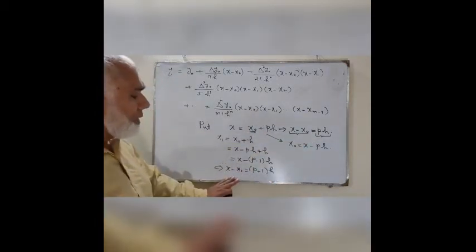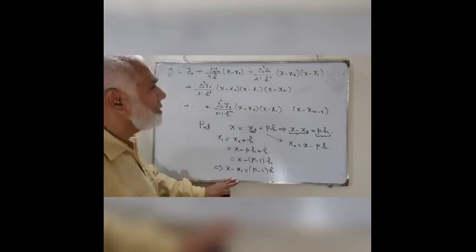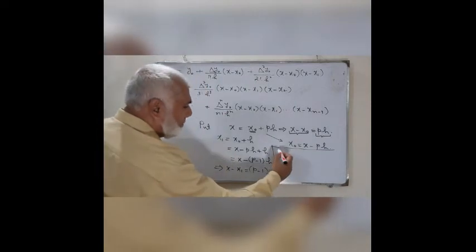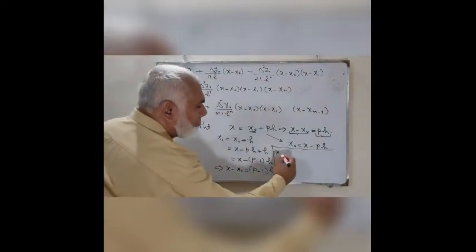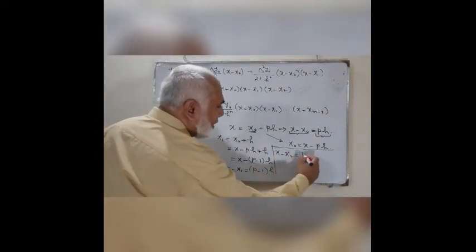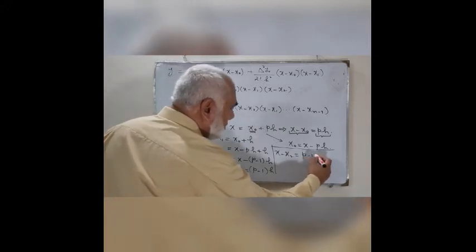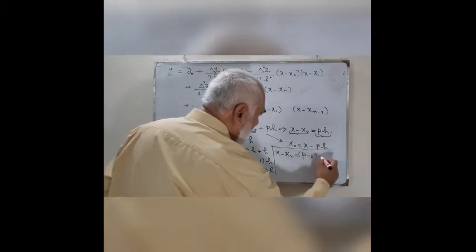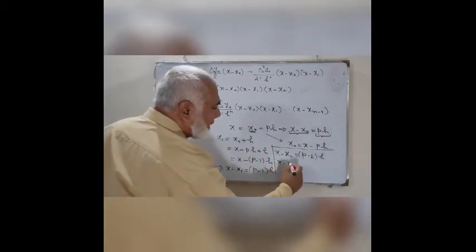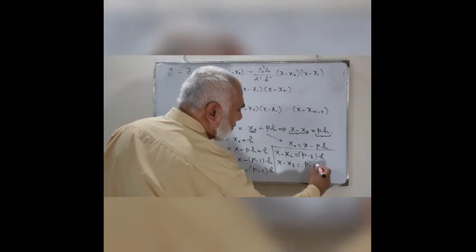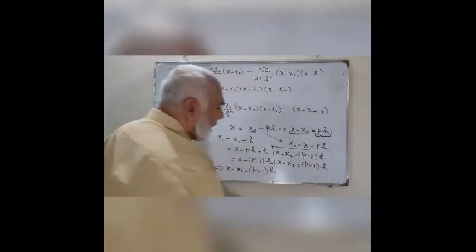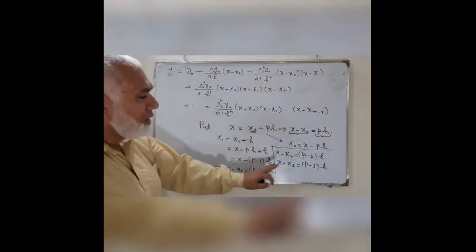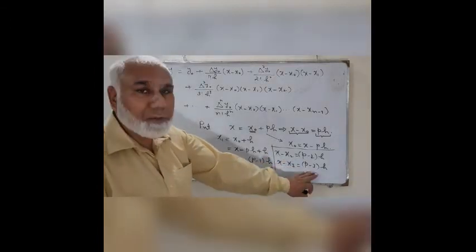And similarly, if we want to write down the results for the remaining terms, those can be written simply as x minus x2, which is equal to p minus 2 times h. And x minus x3 can be replaced by p minus 3 times h, and so on. You can proceed on the same pattern and you can get the replacements in terms of p.